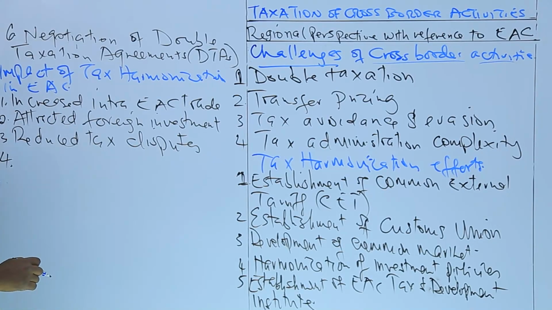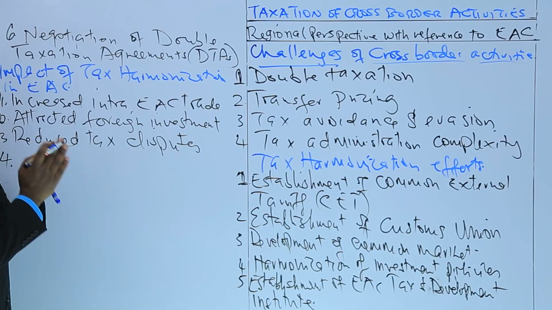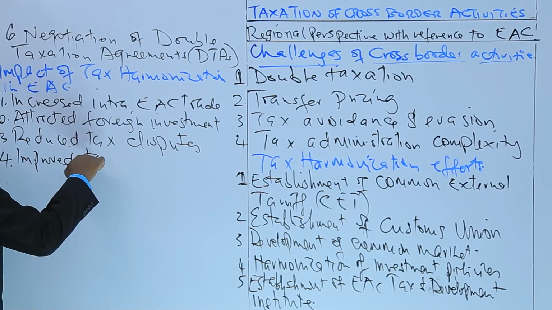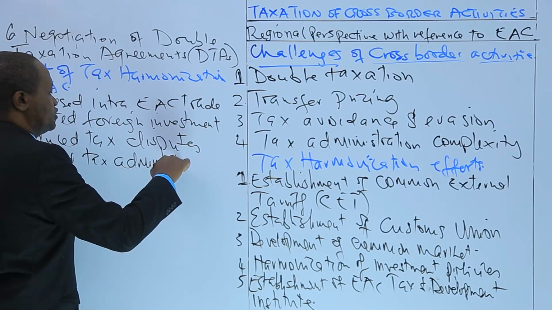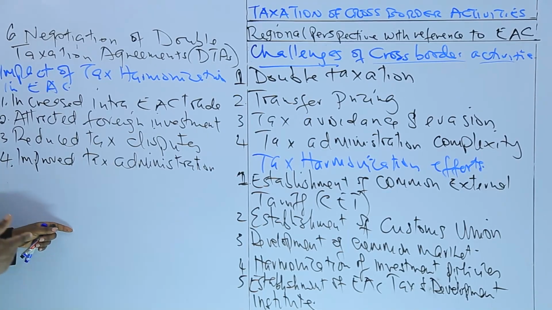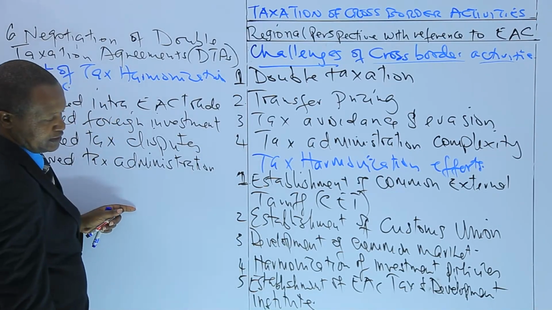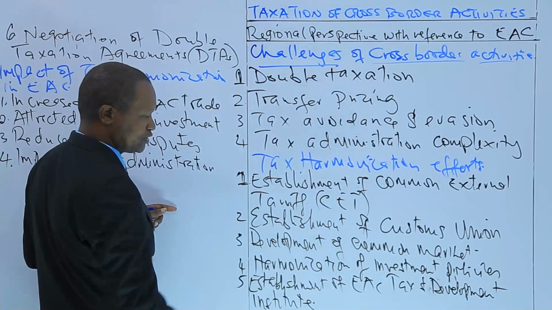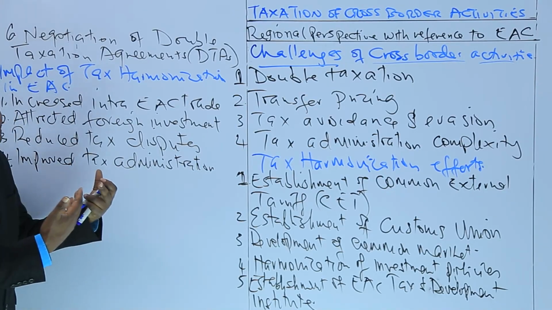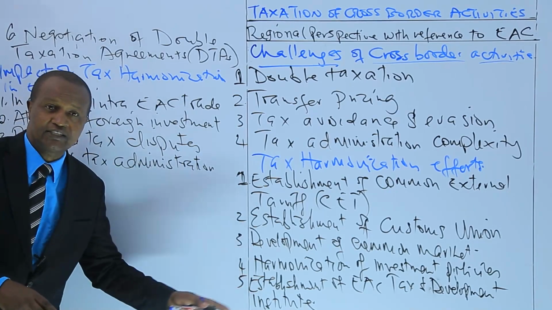The fourth impact is in relation to administration. These tax harmonization efforts have improved tax administration. The East Africa member states have improved their tax administration capabilities through the technical assistance and capacity building provided by the East Africa Tax and Development Institute. The establishment of the East Africa Tax Development Institute has led to improved tax administration between the member states because of the technical assistance provided to the member states by this institute.